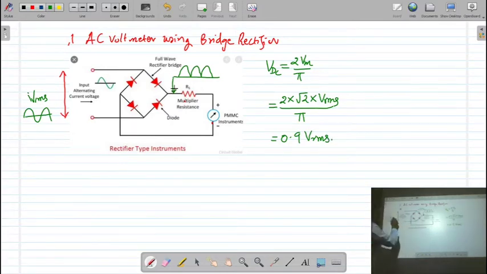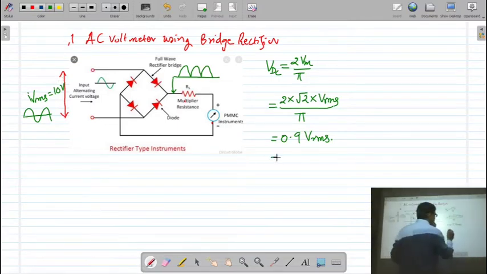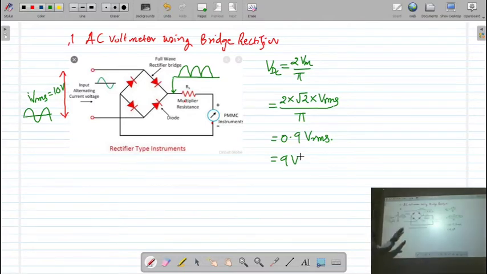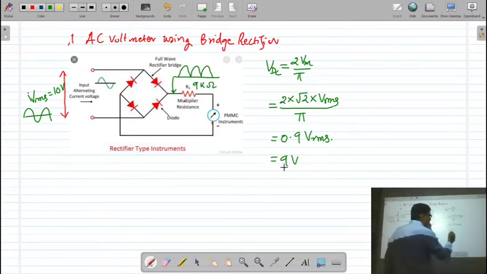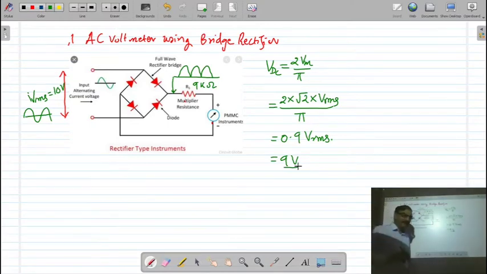So if my Vrms voltage at the input is 10 volt, then what will be the indication in this meter? That is 9 volt. The same value of the resistance. In the previous example, the same value of the resistance, 9 kilo ohm, was there. And if you measure this voltage, then instead of 10 volt, it is indicating 9 volt.